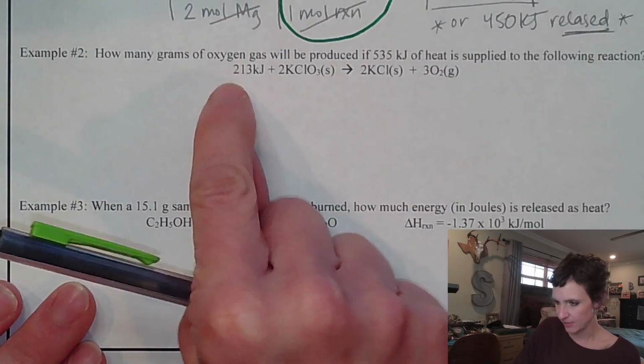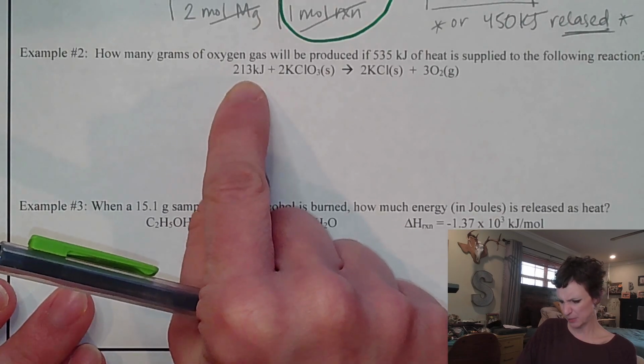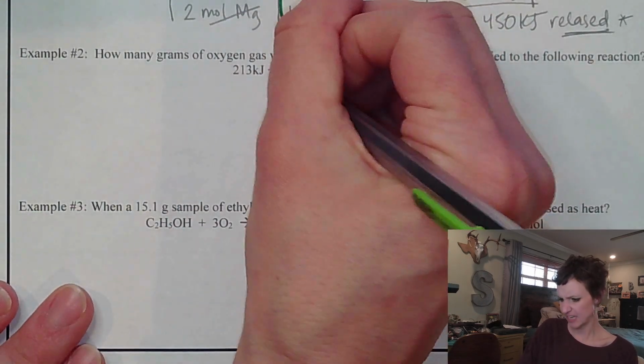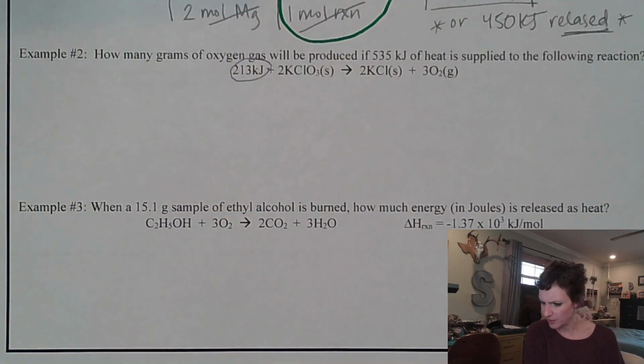And wait a second, what is that? Who is he supposed to be in here? What is going on here? I have something that is kilojoules. He is not a chemical formula. What is going on? I have just represented my delta H value inside of the equation.